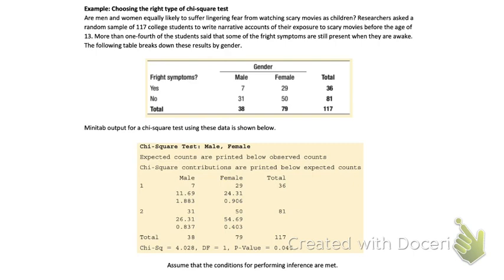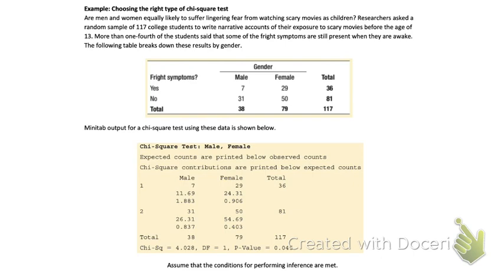Anyways, okay, back to this. More than 1/4 of the students said that some of the fright symptoms are still present when they are awake. The following table breaks down these results by gender. So we've got gender and we've got fright symptoms. And then we've got the Minitab output that gives us all of the data right there. We don't even have to plug this in our calculator, ladies and gentlemen. We have our observed counts. What's the next line? Expected. What's the next line? Chi-square contribution.